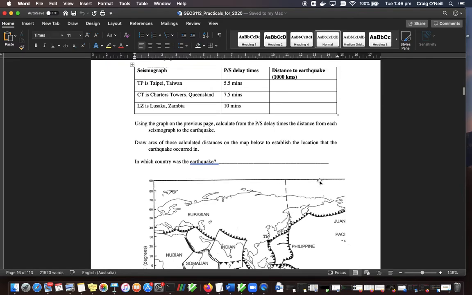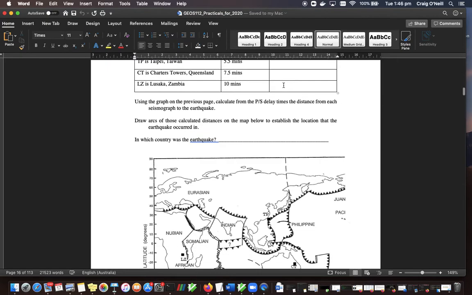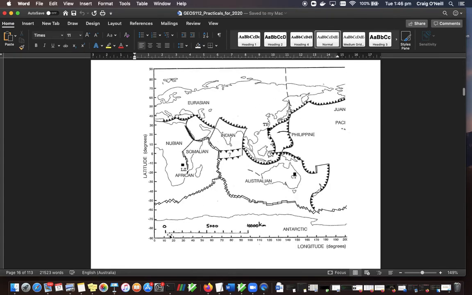Now, once we have those three distances, let's say Taiwan was about 4,000 kilometers. You can take a compass now, put the pointy bit here, and then the pencil here at 4,000 kilometers, and then you can stick your pointy bit here and draw a circle with a radius of 4,000 kilometers around Taipei. Now we know the earthquake occurred somewhere on that circle, 4,000 kilometers around from Taipei, but we don't know where.